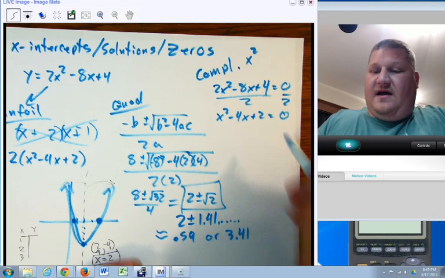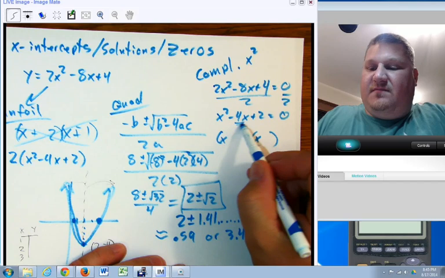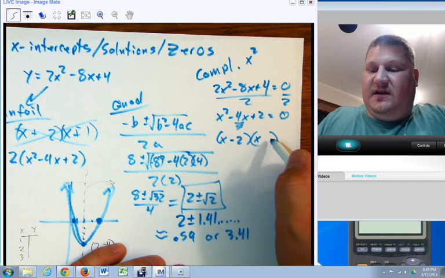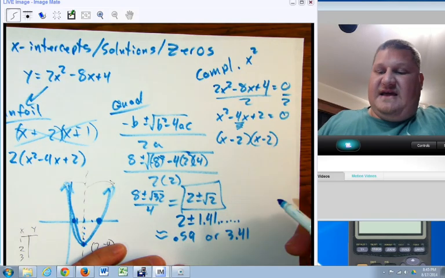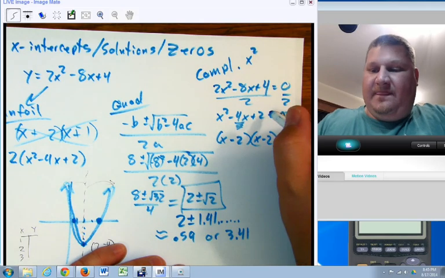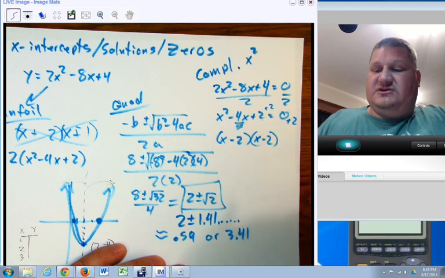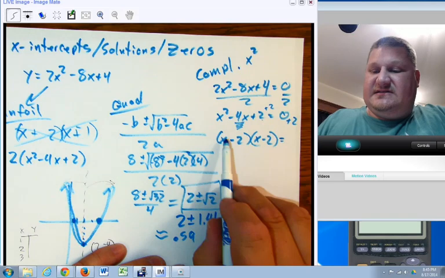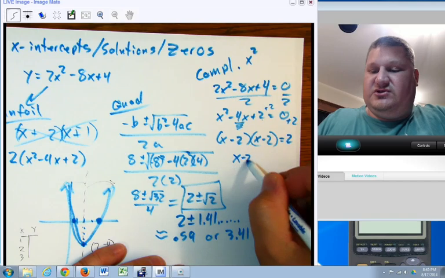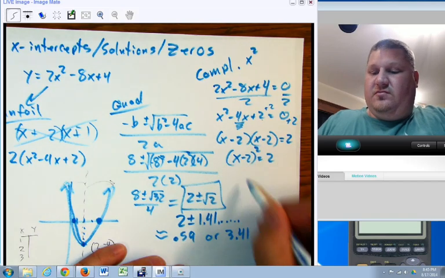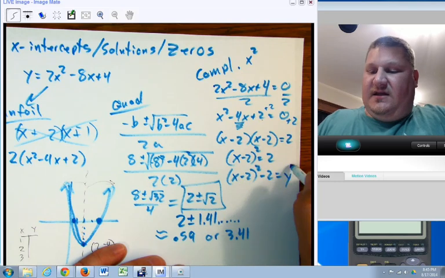Now, with that, I can try to break this up into perfect squares. X, x. What perfect square would make a 4? Well, it would be nice if I had a minus 2 and a minus 2. But if I had a minus 2 and a minus 2, that means I would need to have a 4 over here. So to get 4, I'm going to add 2 more. But if I add 2 to one side, I must add 2 to the other. So in this case, I get x minus 2 squared equals 2. X minus 2 squared minus 2, by bringing it to the other side, equals y.